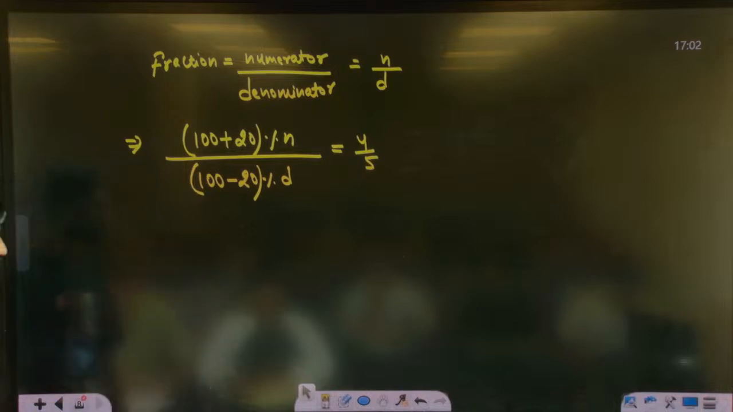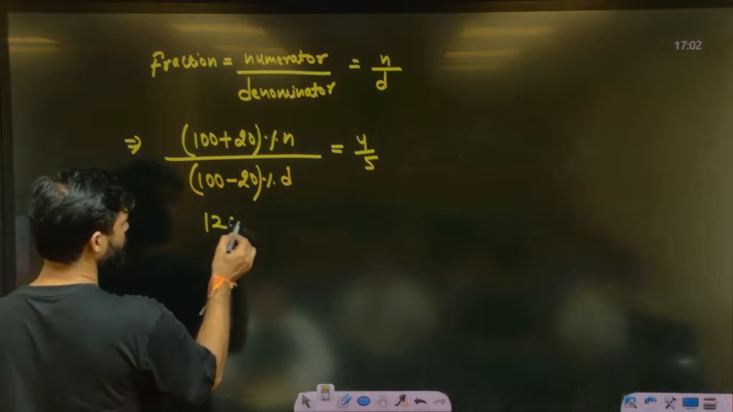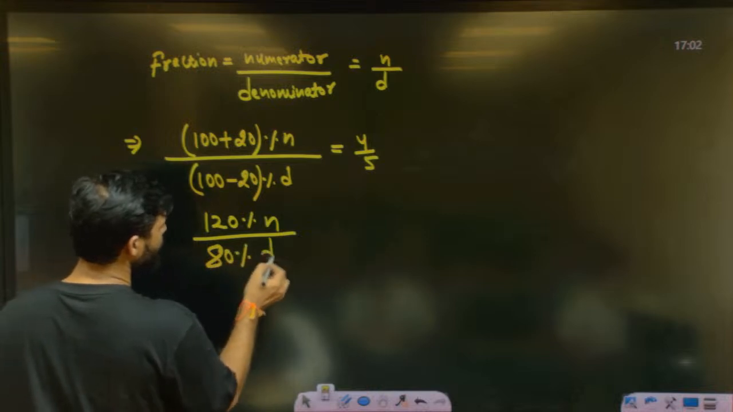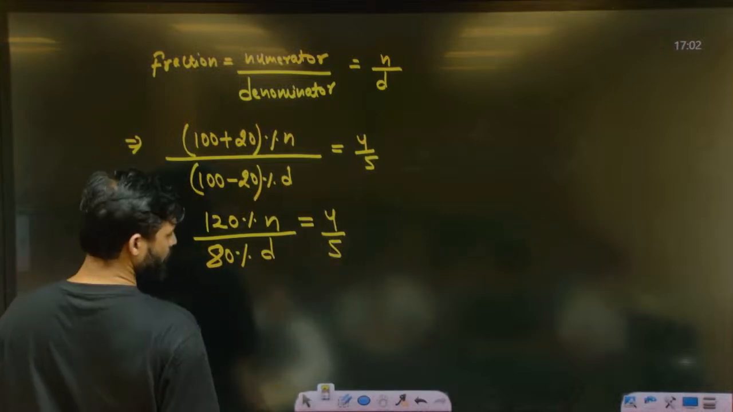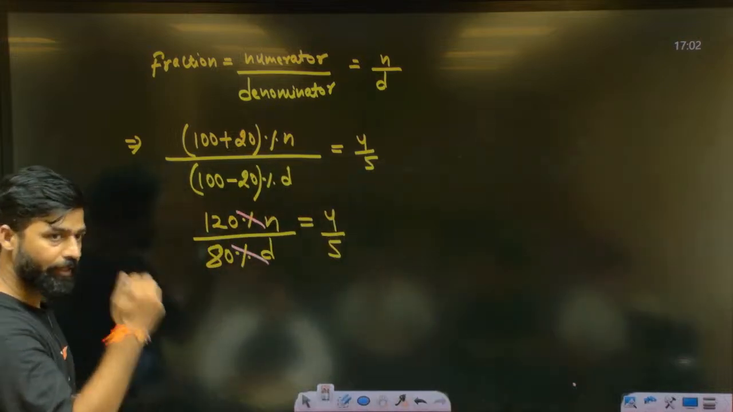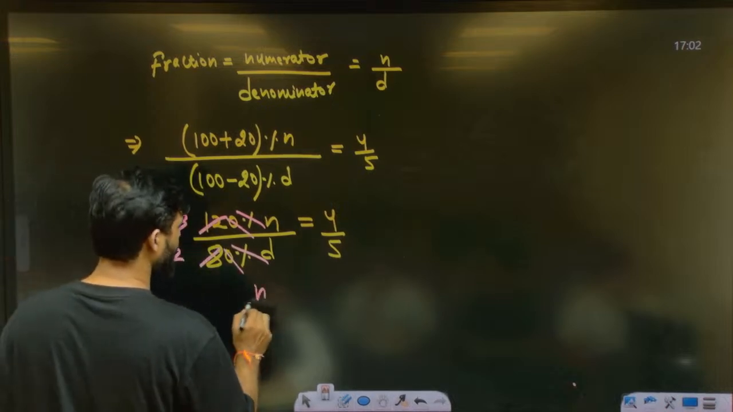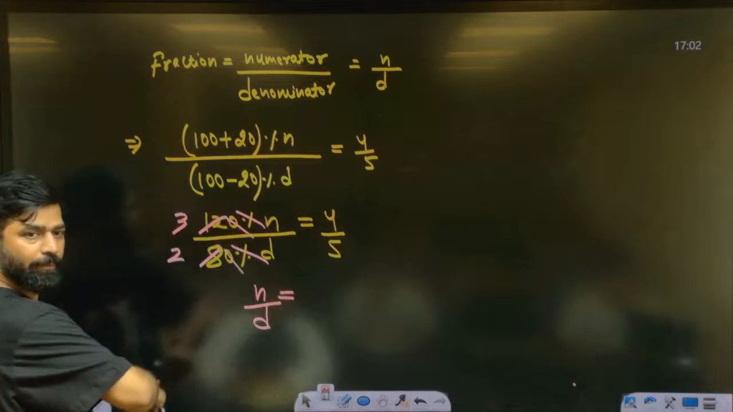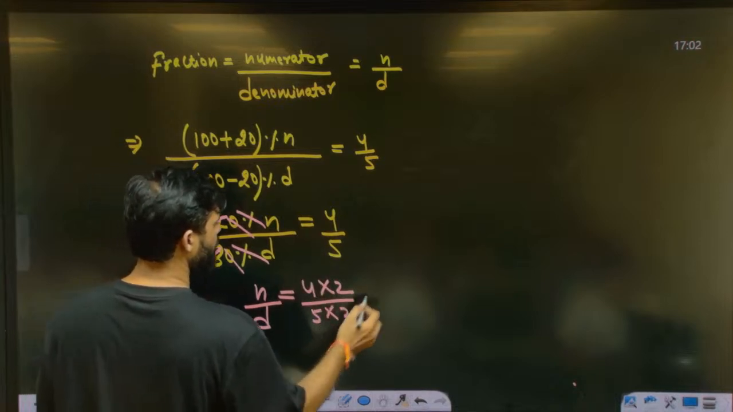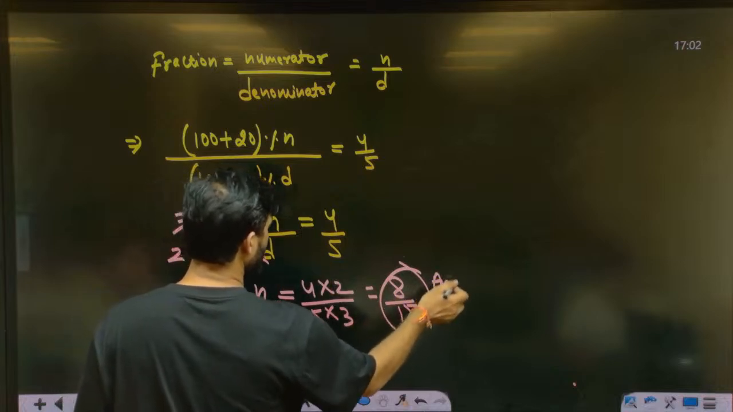Okay, look at the board. I'm telling you how to solve it. 120 percent N and 80 percent D equals 4 by 5. Then this percentage part will be cancelled by percentage only. So 120 is 12, 80 is 8, and this is N by D. So we will cross multiply: 4 into 2 and 5 into 3. So the original fraction was 8 by 15. That's it.